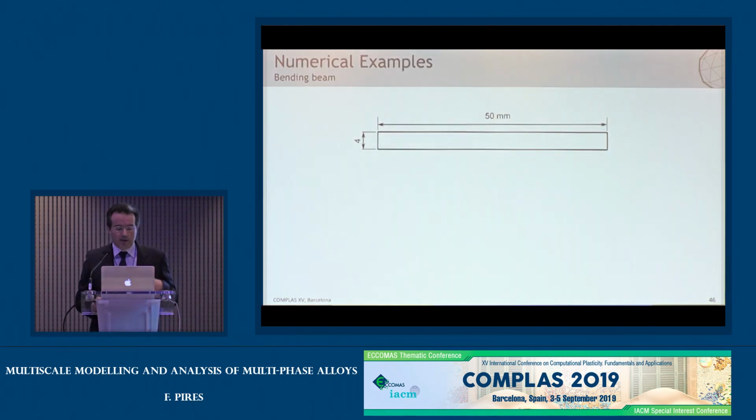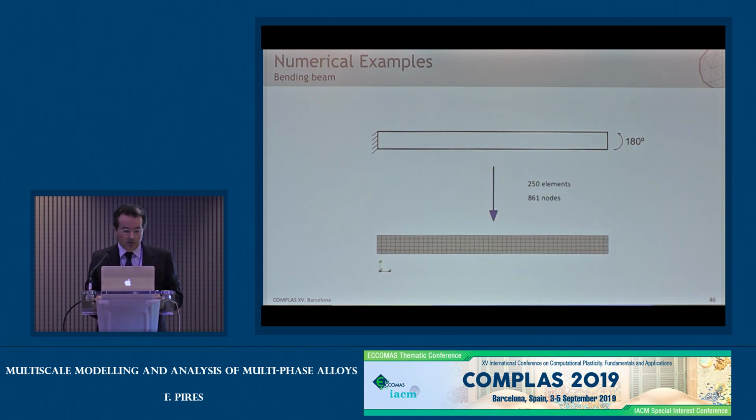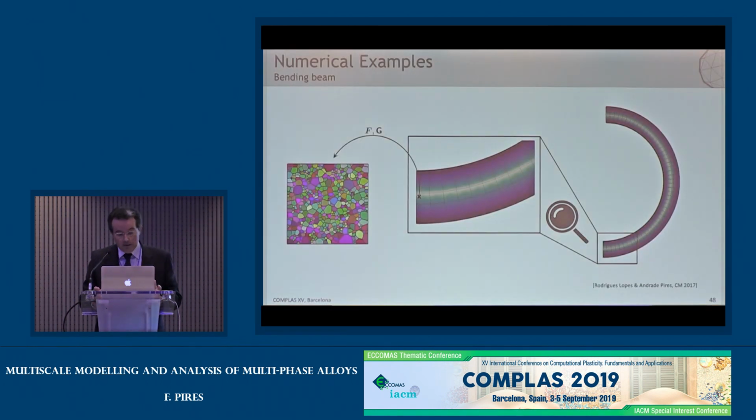So now I'll show some examples where I couple the two things: the higher-order multiscale approach with the crystal plasticity with the transformation that I've shown. The first example is the bending of a beam, and of course the second-order effects emerge due to the geometry of loading. We will enforce 180 degrees on the beam. The beam is going to be modeled with 250 elements and 861 nodes, and the rotation is going to be enforced in 30 increments. At the microscale, we are using an RVE with 500 grains, and the properties are from an austenitic stainless steel. So this is fully coupled.